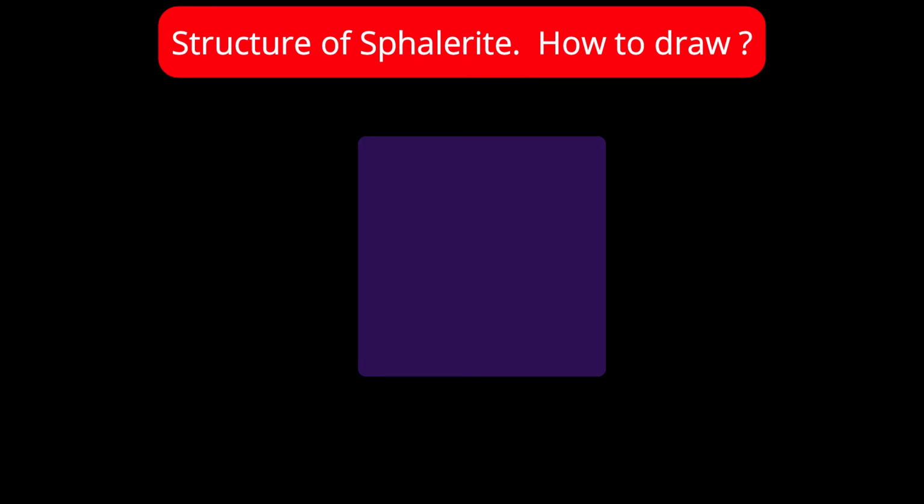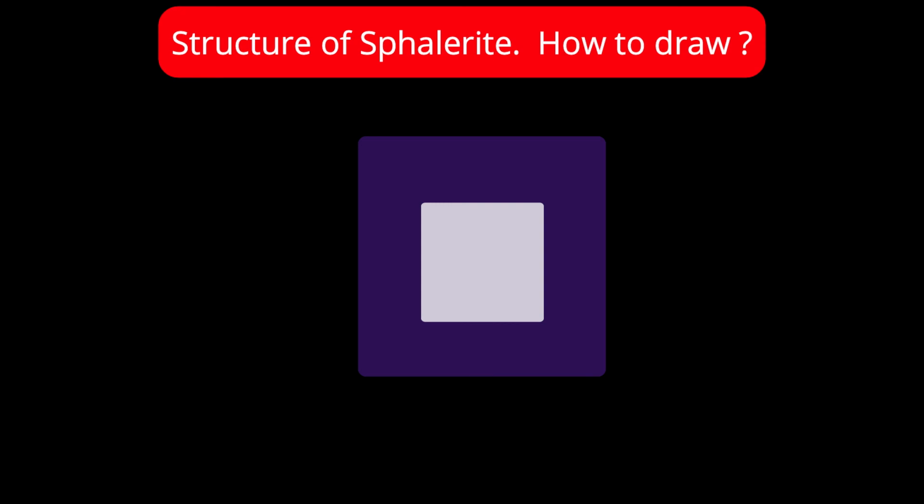Let us learn how to draw the sphalerite structure. First draw such a large square. Then draw one small square within that. Actually, this small square layer is more towards us. The very backside, that's a blue colored square. Then draw one more white small square, in order to complete the small cube.